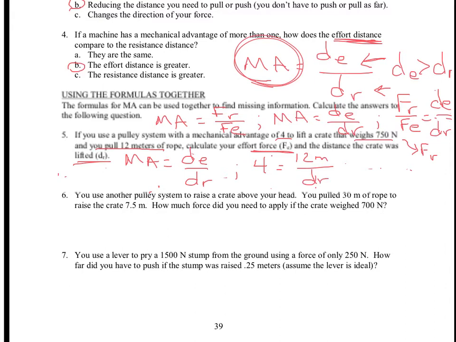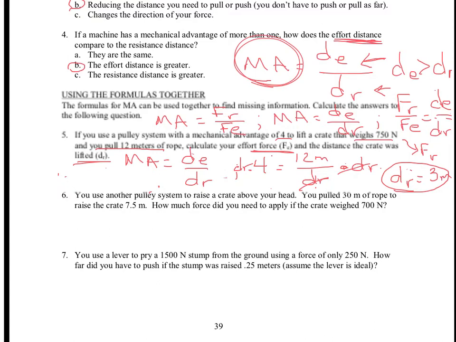And I'm looking for DR. So again, I'm going to multiply both sides by DR. Then I am going to divide both sides by 4, so DR equals 3 meters, because I have to divide both sides by 4.